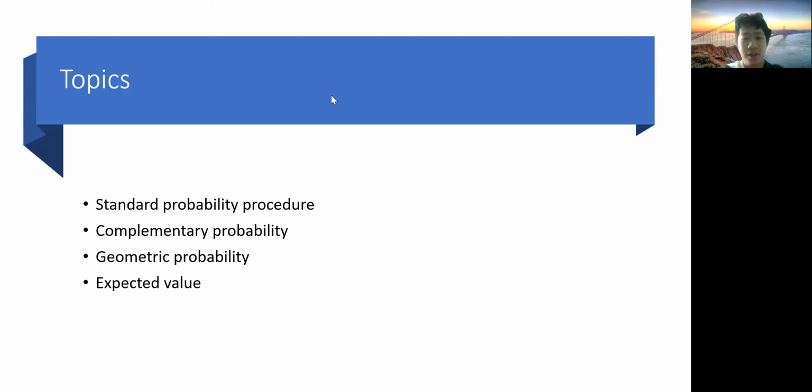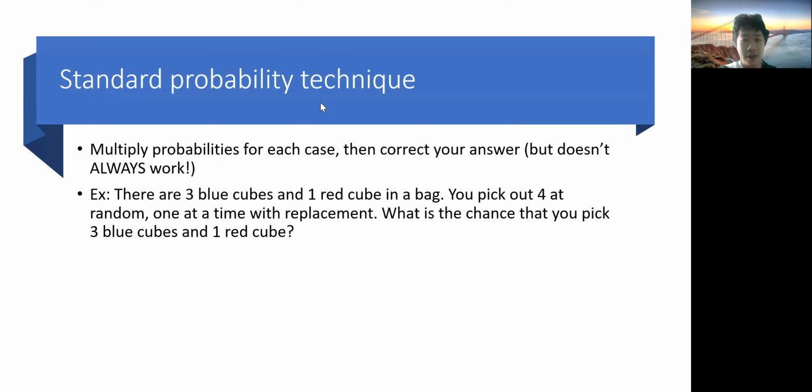So today's topics are, we're going to go over the standard probability procedure. We're going to do complementary probability, geometric probability, and expected value. Basically the first one is all that's new. All the rest are just applications of the first one. So today's mostly a review of counting, actually, the procedure you would use for counting, just like the 3 weeks we did before as review.